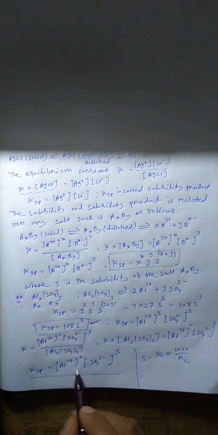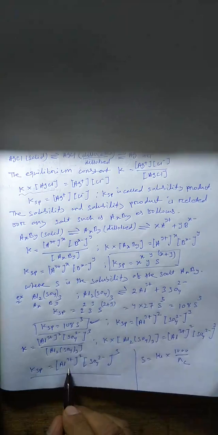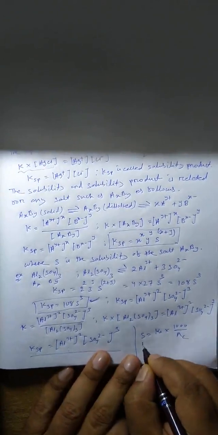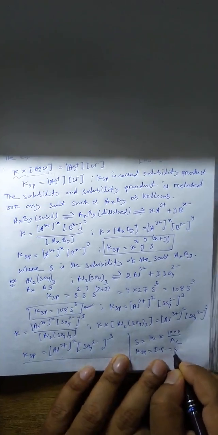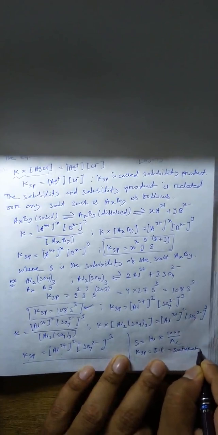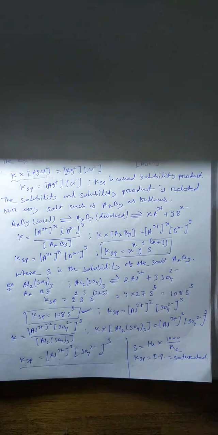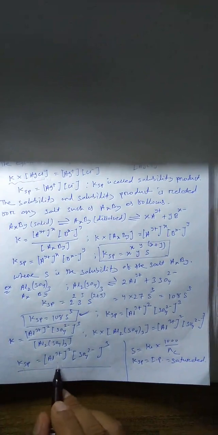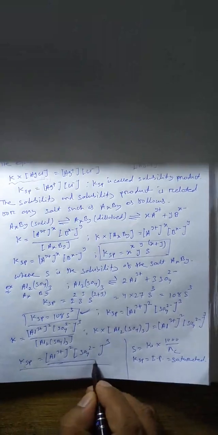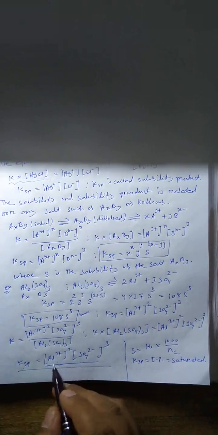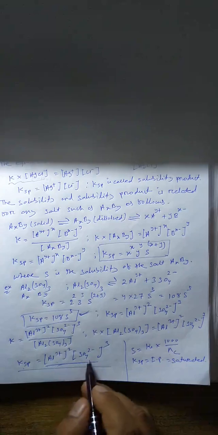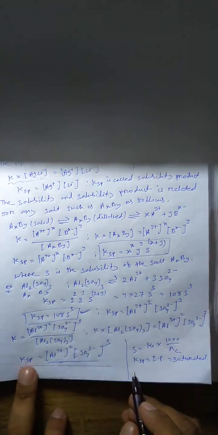From the ions, we get what is called the ionic product. If solubility product is equal to ionic product, then the solution is saturated. That means if Ksp, the solubility product, is equal to the ionic product, the solution is saturated. We take the saturated solution. Ionic product means the product of the concentrations of the ions. So when the product of the ions is equal to the solubility product, we get a saturated solution.